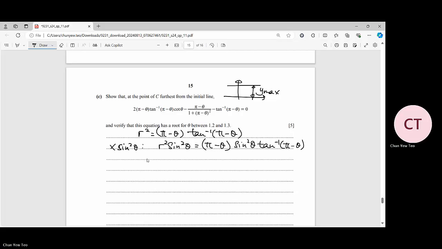Okay, so this will become y squared equals (pi minus theta) sine squared theta arctangent of (pi minus theta). So to find dy/d theta, just do implicit differentiation. 2y dy/d theta is equal to: keep the left, keep the middle, differentiate the right.